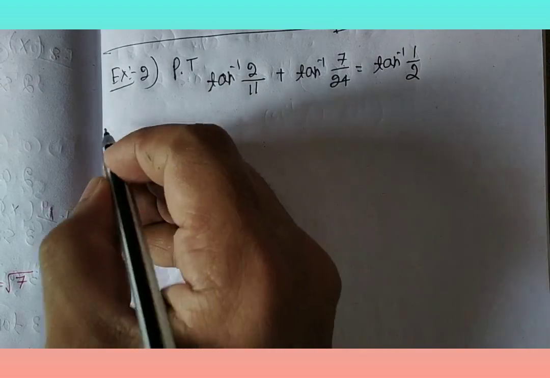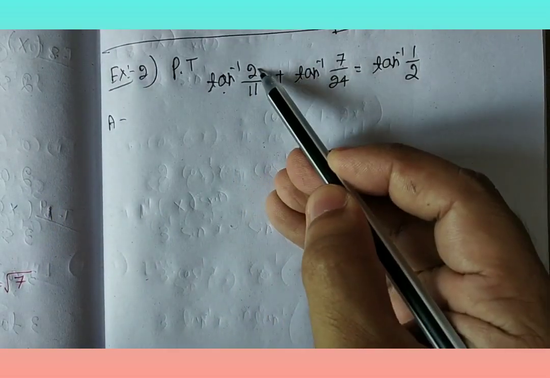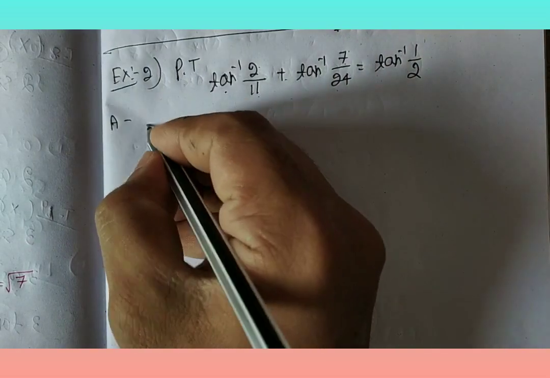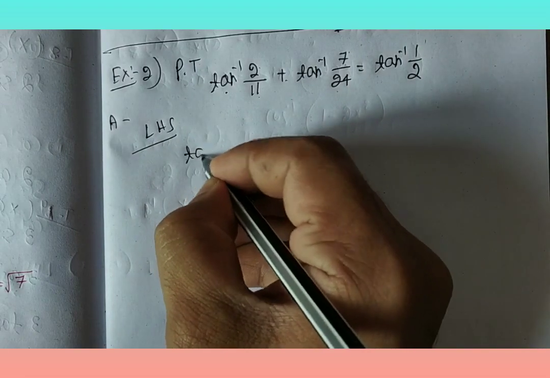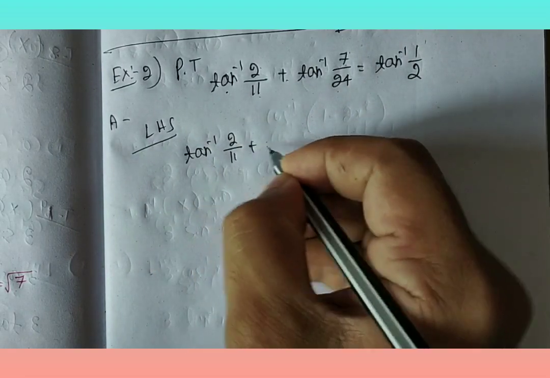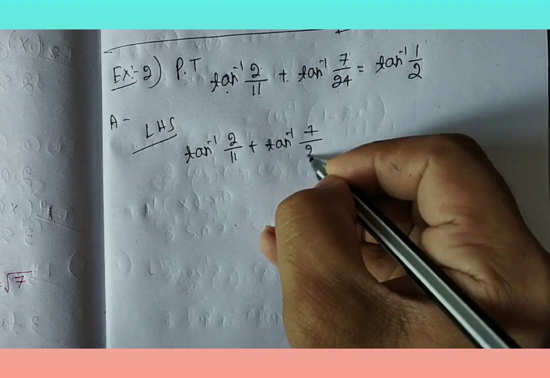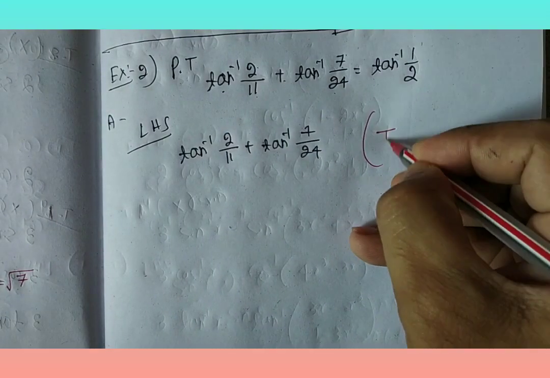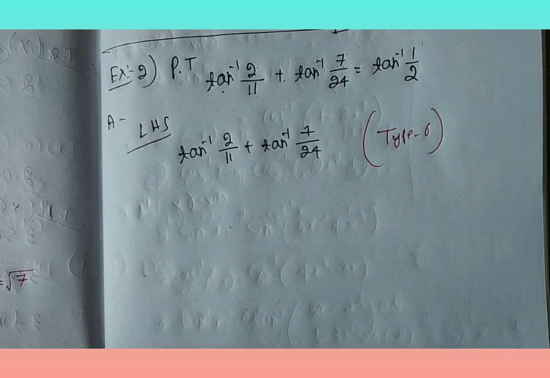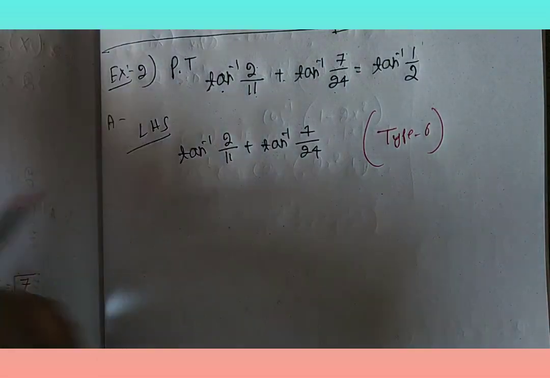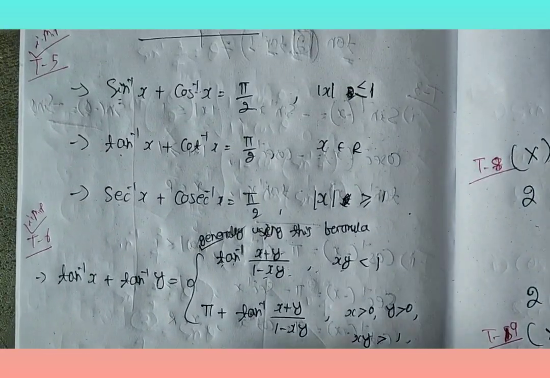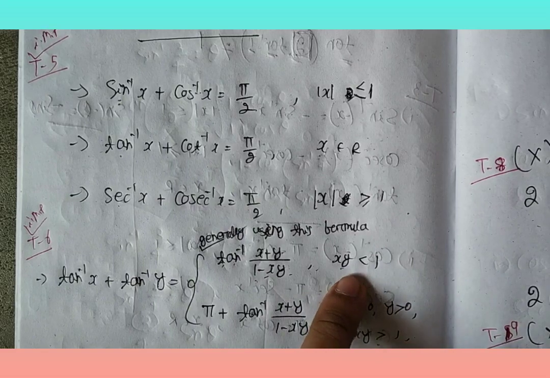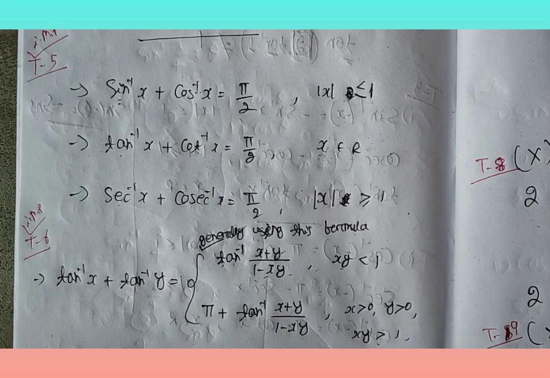Second example, it's another type of question. Prove that tan inverse 2 by 11 plus tan inverse 7 by 24 is equal to tan inverse 1 by 2. Taking the left hand side, it contains tan inverse 2 by 11 plus tan inverse 7 divided by 24. We have to apply the formula of type 6. Type 6 means tan inverse x plus tan inverse y equals tan inverse x plus y divided by 1 minus xy if x into y is less than 1. If it is greater than 1, we have to apply this formula.